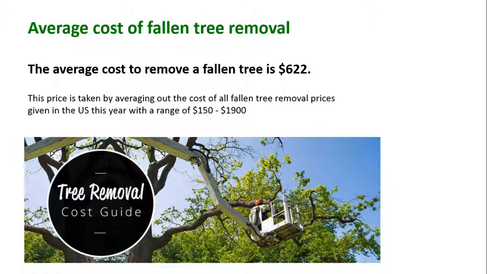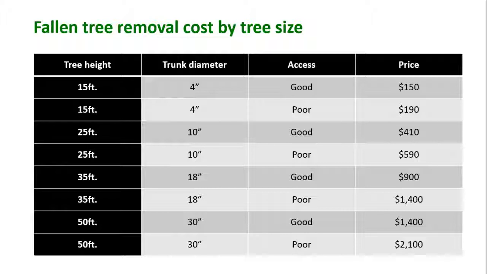So first up, the average cost, and this was taken over the last 12 months in the US for fallen tree removal, was $622. Now that is within an average range of $150 to $1,900. So you can see there's a fairly large price range there. So let's break it down by tree size. We've got a table here. If you're just listening, I'll quickly go through the table now.